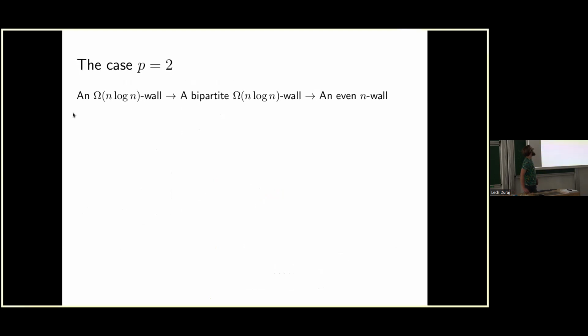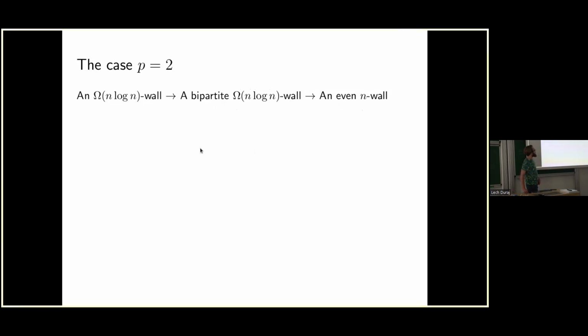So we start with a large wall, of size roughly n log n. From this, we will first obtain a bipartite wall, where we only lose a constant factor on the size. So we start with a wall of size n log n, and we end up with a wall which is bipartite and of size n log n. And then from that, we will obtain an even n wall. For simplicity, I will call a wall where each path between two branch vertices is of even length an even wall.